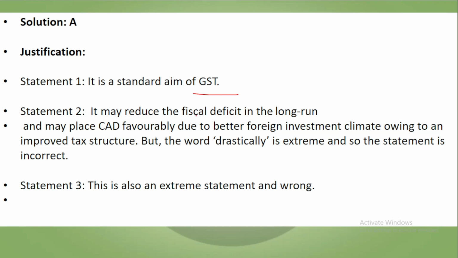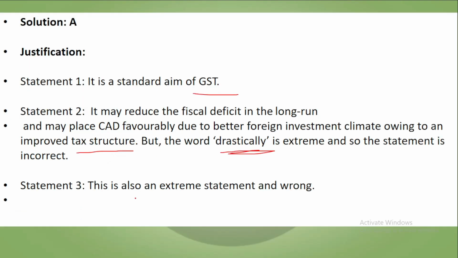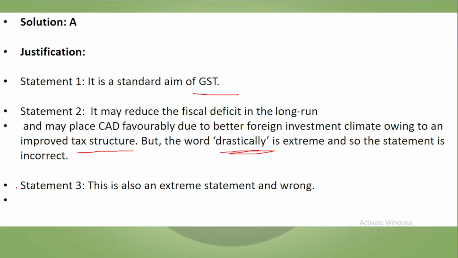Second statement, it may reduce the fiscal deficit in the long run and may place the CAD favorably due to better foreign investment climate owing to an improved tax structure, है तो foreign investment ज़्यादा आएगा. But the word is drastically which is used here. It is very extreme. So that is why this statement is wrong. Third, it is also an extreme statement and a very vague statement. GST has nothing to do with this.